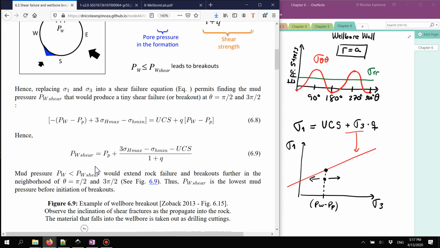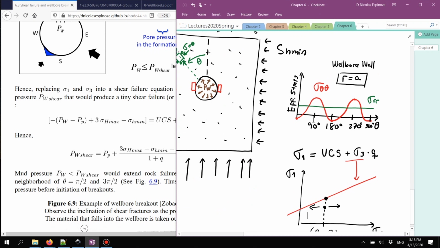There is something very important to notice here: shear failure in the wellbore not only depends on the in situ and initial conditions, like for example the state of stress, the pore pressure, or the properties of the rock, but it also depends on the variables that we control in the wellbore. And in that case, that's going to be the wellbore pressure. If we lower the wellbore pressure too much, eventually we're going to get into shear failure at these locations, here and there.